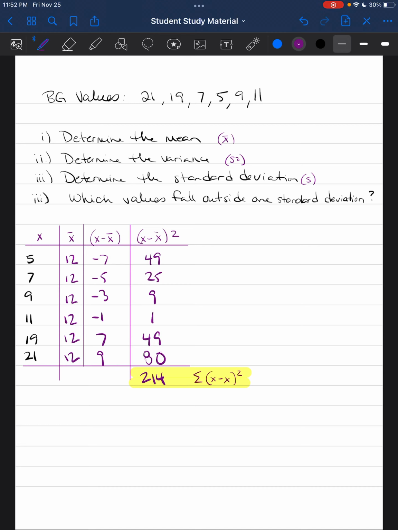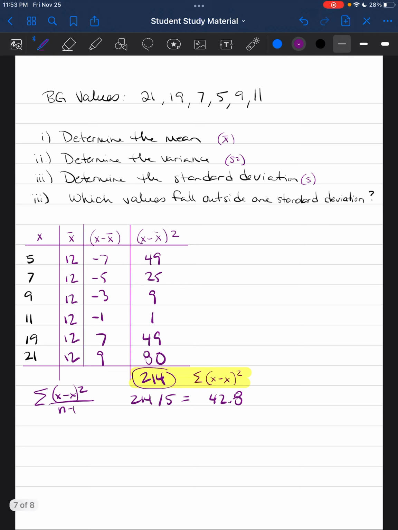To find the variance, we need to take this value right here and divide it by the number of values in the data set minus 1. So that equation looks like this, the sum of these over n minus 1. That becomes 214 divided by 5, which gives us the variance of 42.8.